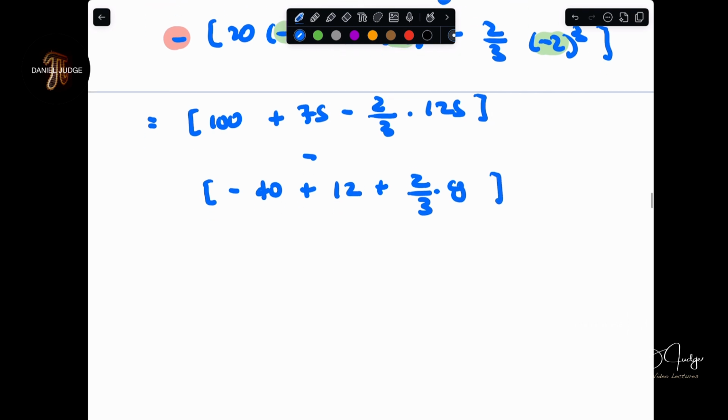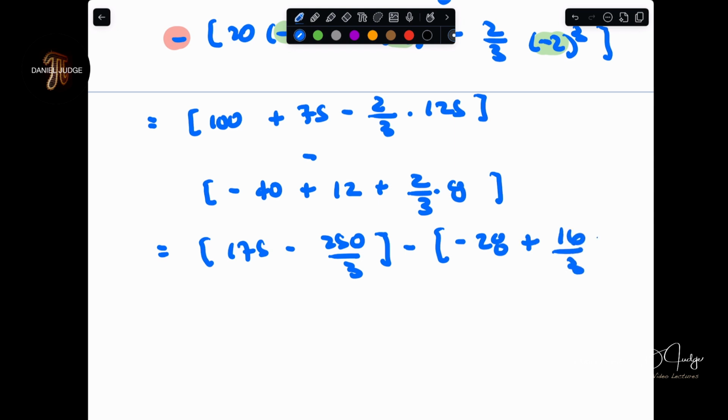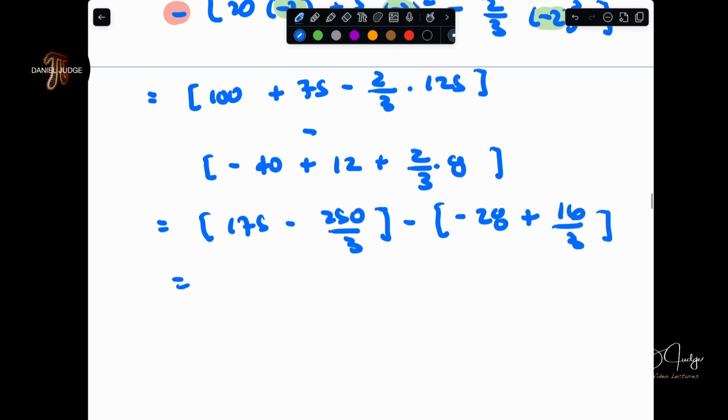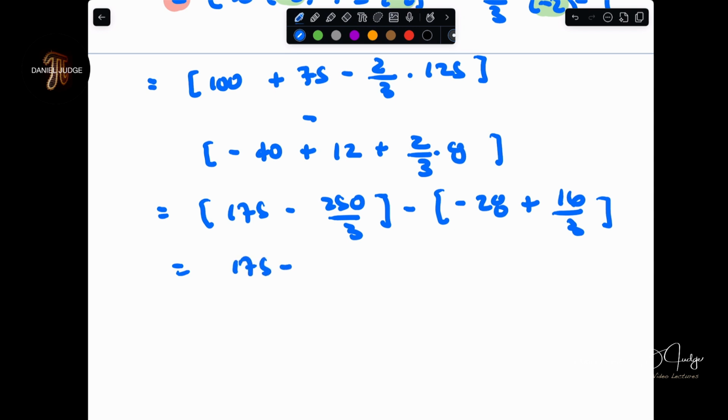So let's keep it that way now. 175 minus 250/3, minus a negative, well, you've got negative 40 plus 12, negative 28, and that'll be plus 16/3 here. So 175 minus 250/3 plus 28 minus 16/3.